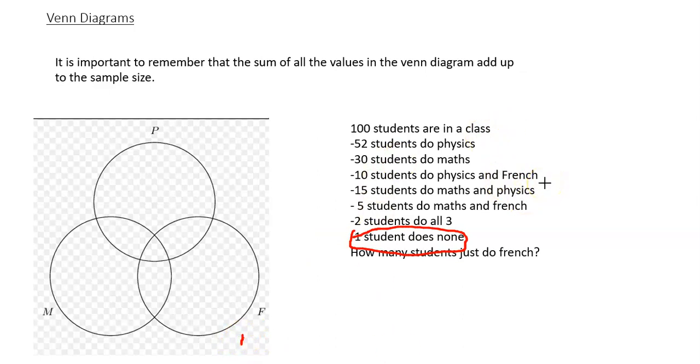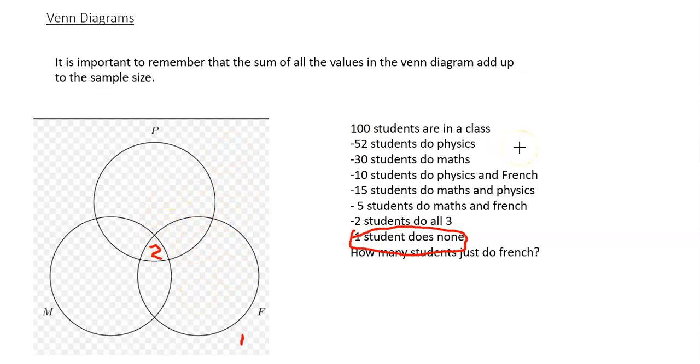Now that we've got him out of the way, the way to handle Venn diagrams is to start in the middle and then slowly move your way outwards, because lots of the numbers overlap and you have to subtract values from each other as you move outwards. So the next thing is that 2 students do all 3 subjects. So we can put the number 2 in here. So we have 2 students that do all 3 subjects.